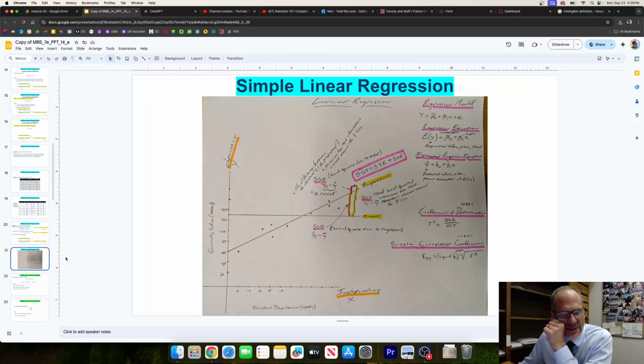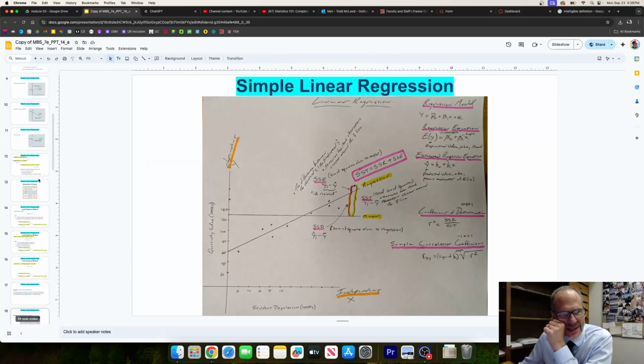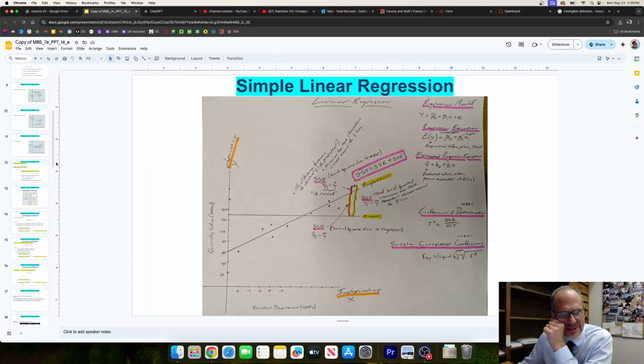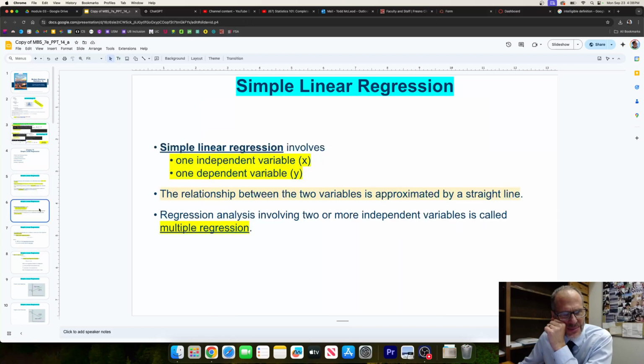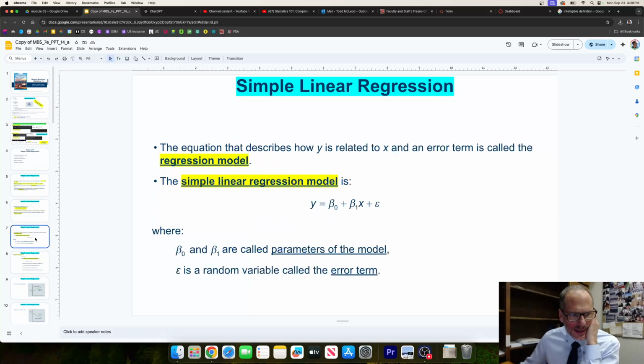And so here you're looking for the relationship, here's the independent variable, here's the dependent variable. And the relationship between the two variables is approximated by a straight line. Regression analysis, that's why we use the y equals mx plus b formula. It's a straight line. Regression analysis involving two or more independent variables is called multiple regression, and we're not going to get into that in this class.